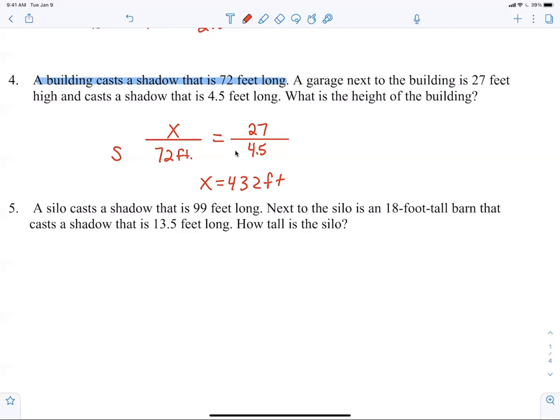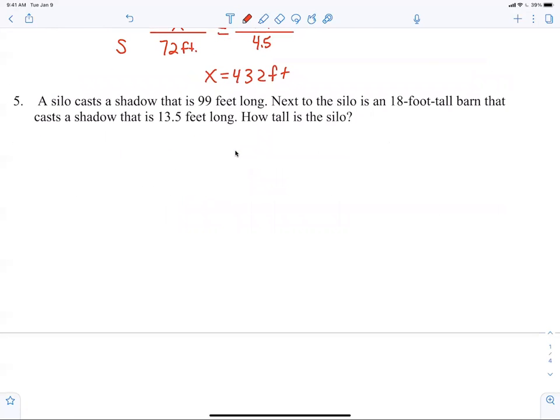As long as you put shadow with the shadow or building with building, but you can't interchange, like the mistake that was made here. We put 27 with 72. Does 27 go with the 72? No. So you can't do that. All right.